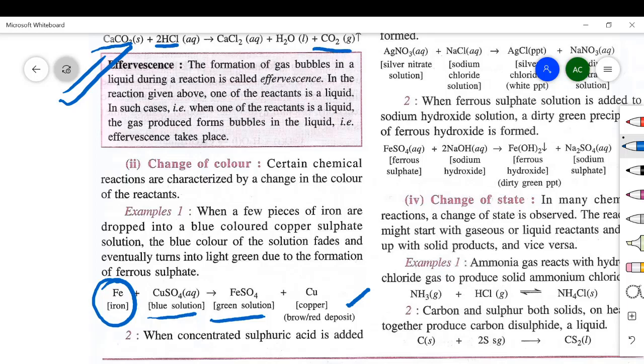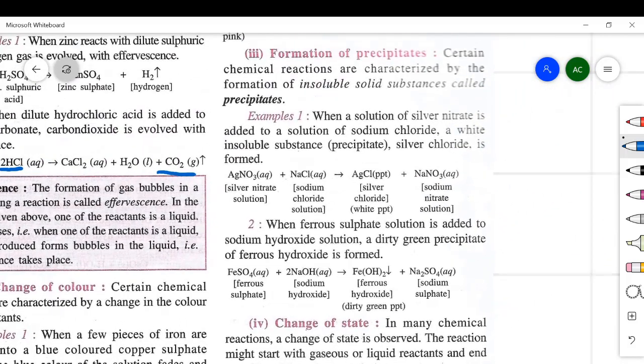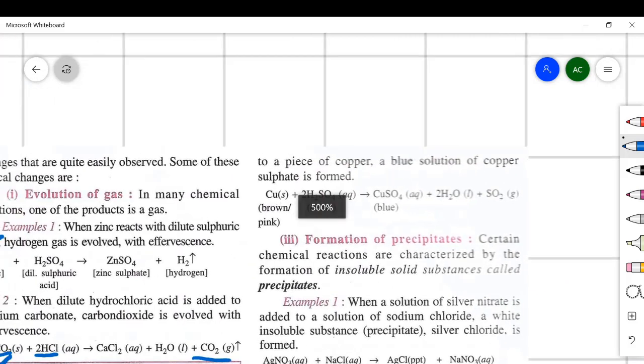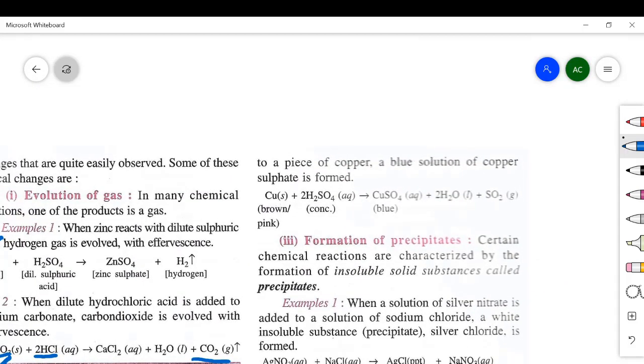So here also you can see this is also a type of reaction which we'll be studying, as I've told you that zinc reaction 1. Here also we will study this reaction in types of reaction. Then when concentrated sulfuric acid is added to copper, or pieces of copper are added to sulfuric acid, you will see the change in color. Blue solution of copper sulfate is formed.